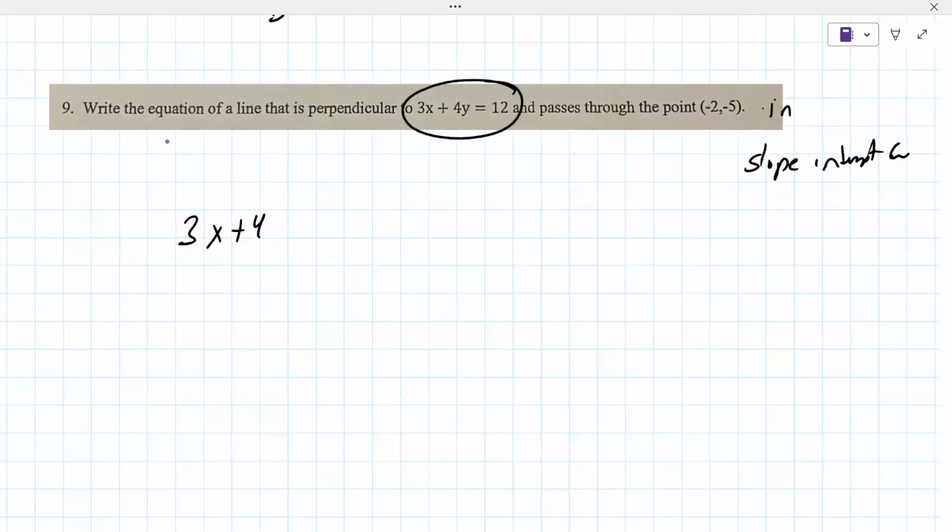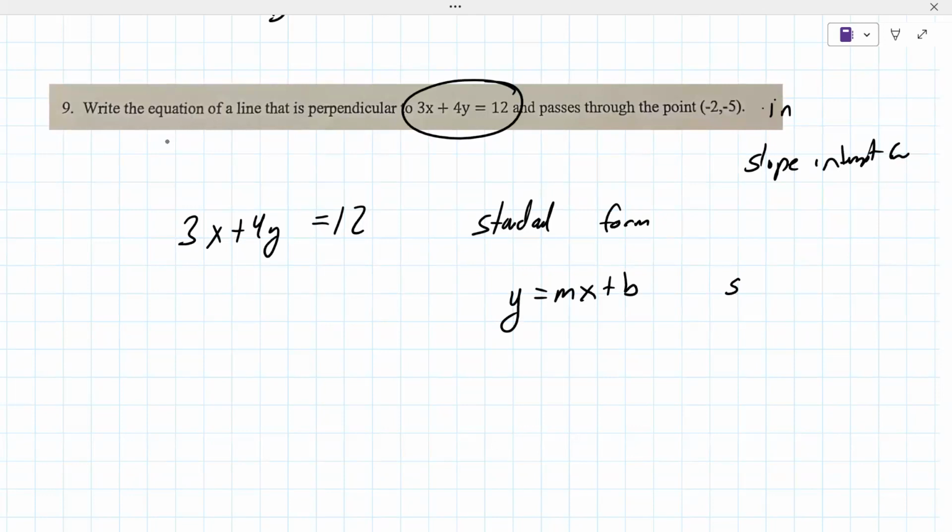Okay, so we're going to take a look at this right here. 3x plus 4y equals 12. This is already in what's called standard form. We really want to put it into y equals mx plus b form because that will tell you the slope. So to do that, you have to solve this thing for y. Again, just like the previous problem here, you're going to subtract 3x from both sides.